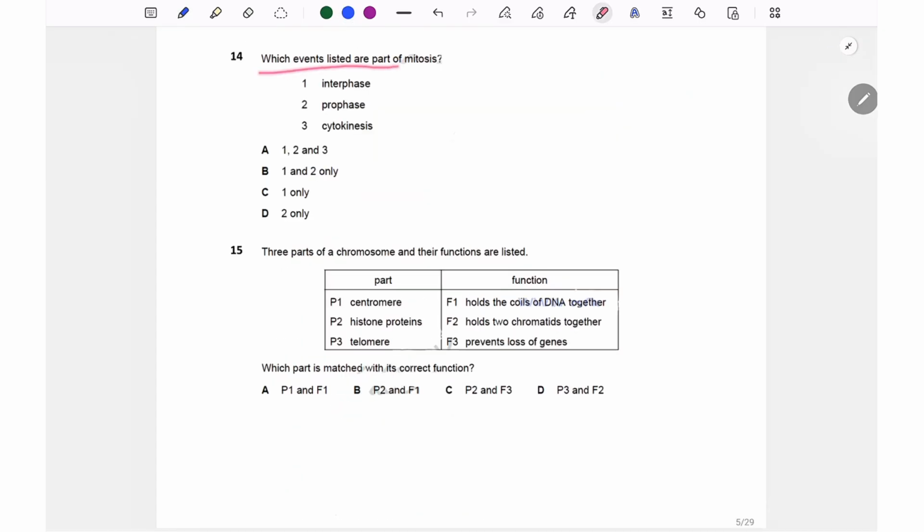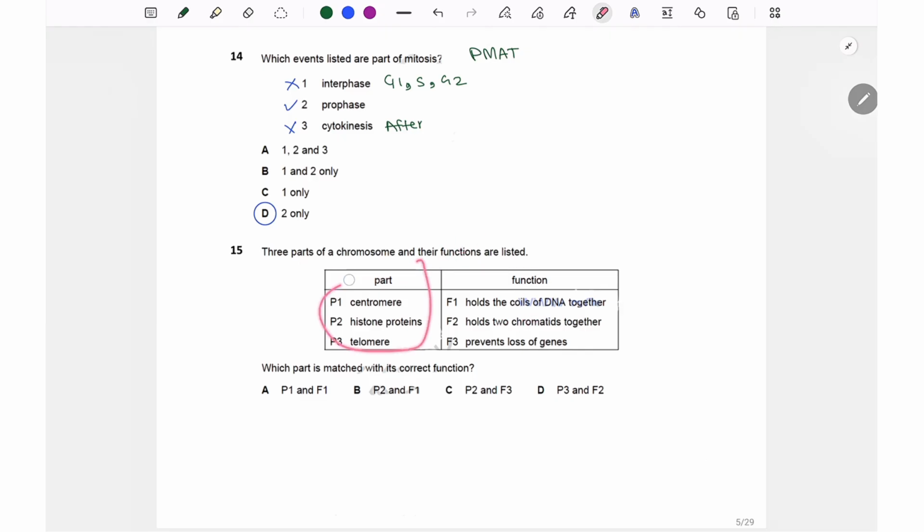Which events listed are part of mitosis? Interphase is a completely different thing, so this is not going to be part of mitosis. Interphase is when G1, S phase, and G2 happen. Prophase is part of mitosis. Cytokinesis is going to be after mitosis, so this is not happening in mitosis. That's D.